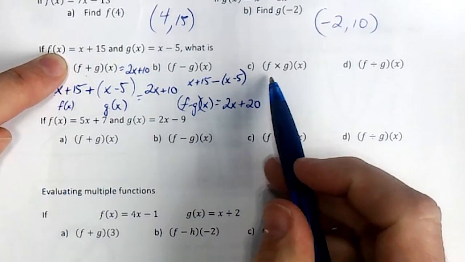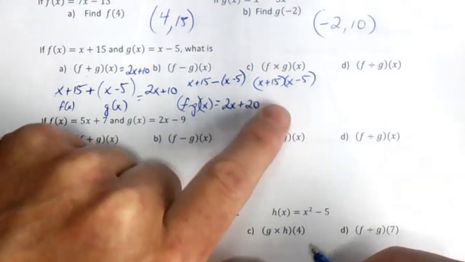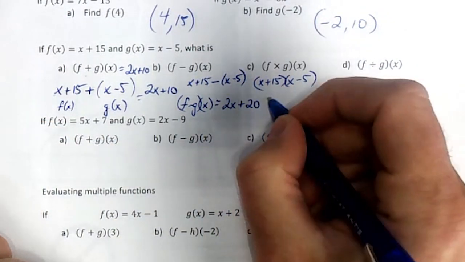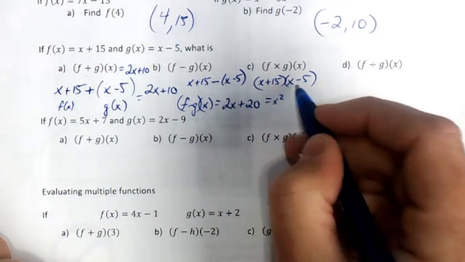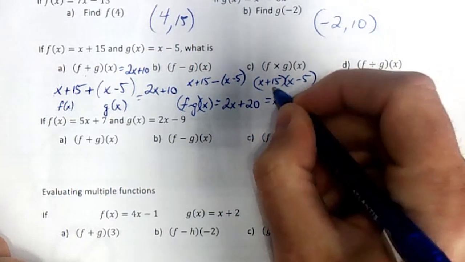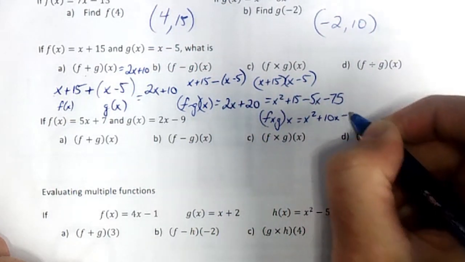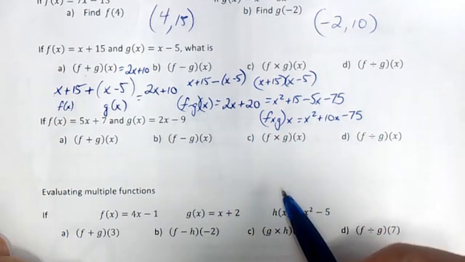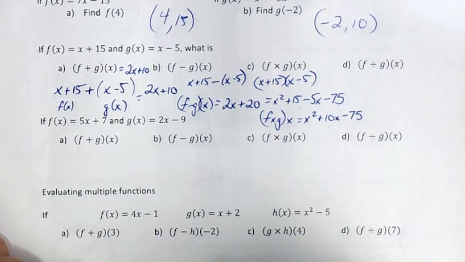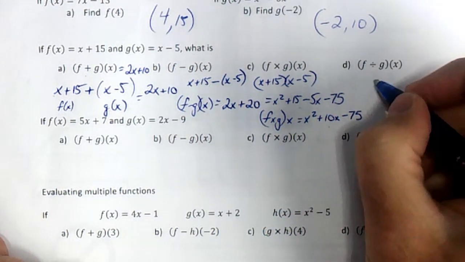It's a little more complicated on this one. We're going to multiply. So I'm going to put both in brackets and FOIL them out. x times x, 15 times x, negative 5 times x, negative 5 times 15. And we finish off by simplifying. We combine like terms into 10x. So that's f times g, and the last one, f divided by g.